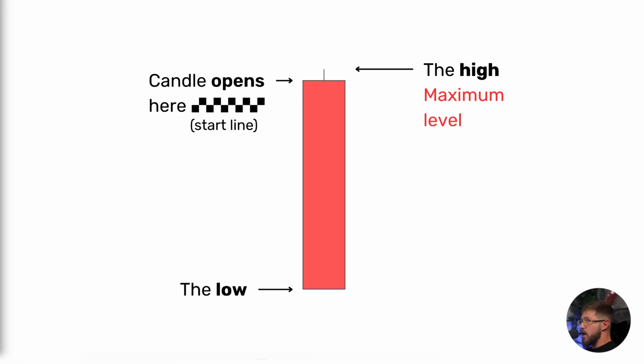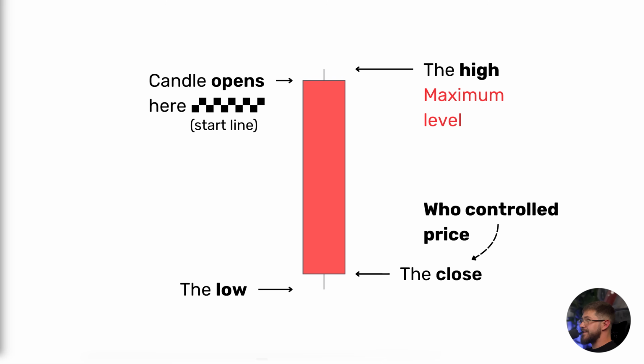Third, you have the low. This is the lowest price that was reached during that period, and this shows you how far the other side was able to push the price down before being stopped. And fourth, you have the close. This is the very last price that was traded when that time period ended, and this is crucial because it tells you who actually controlled the price when the period finished.